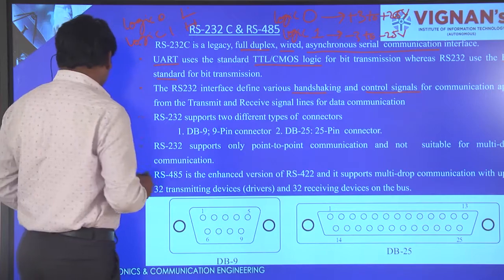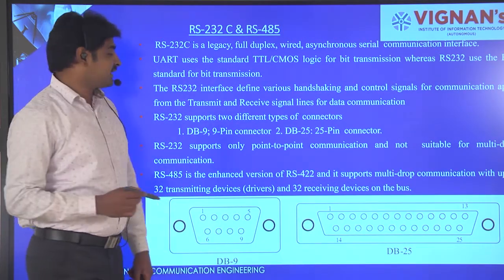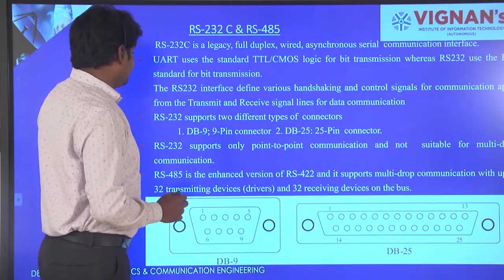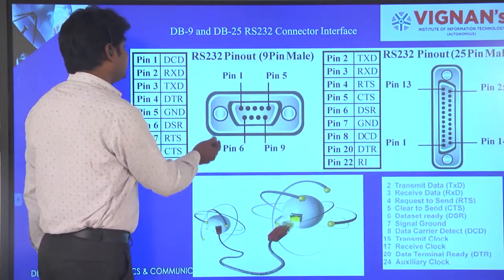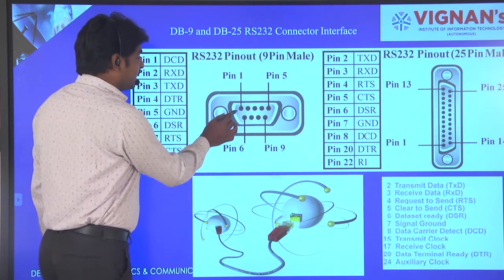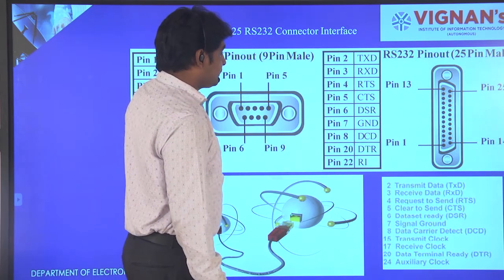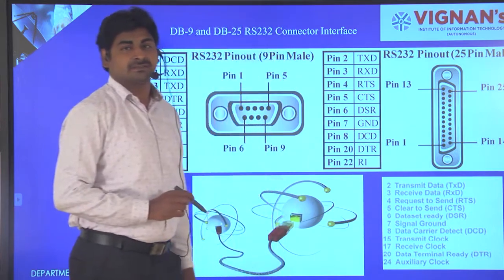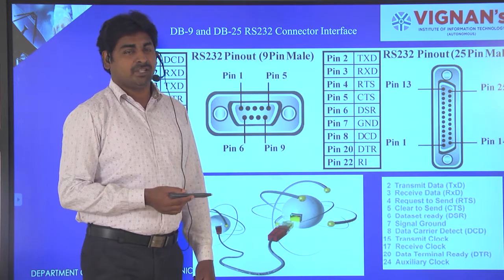Now this RS-232 has two types of connectors. They are DB9 and DB25. So here this is a DB9 connector which consists of 9 pins. This is pin 1, pin 5, pin 6 and pin 9. Similarly, the DB25 connector consists of a total of 25 pins. So depending upon the requirement, any one of the connectors can be used.